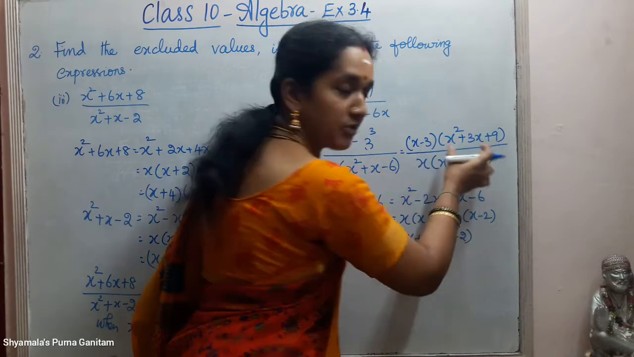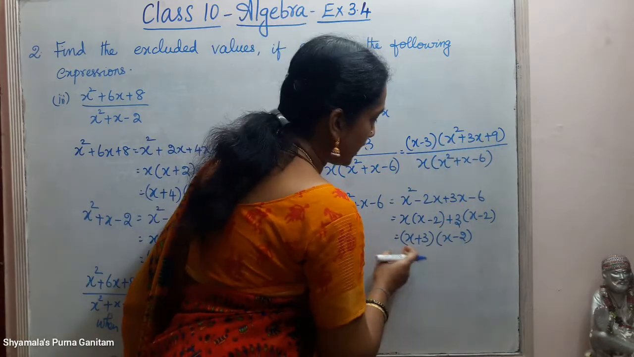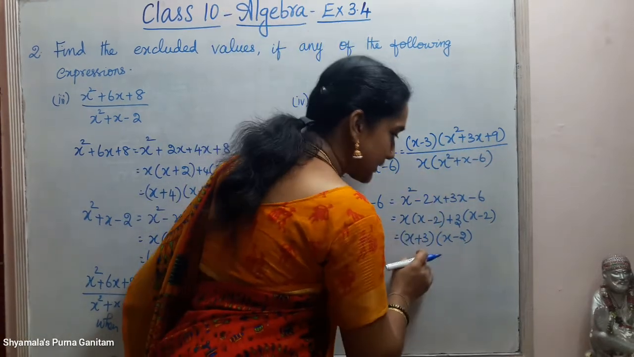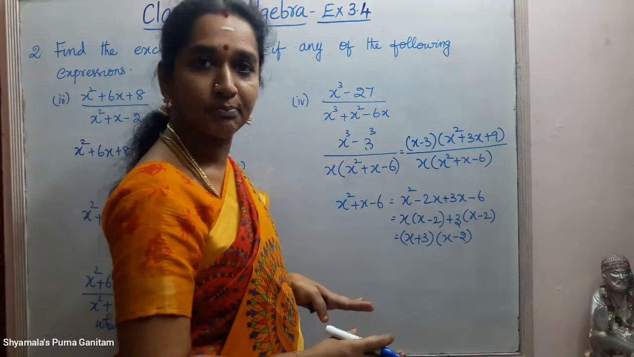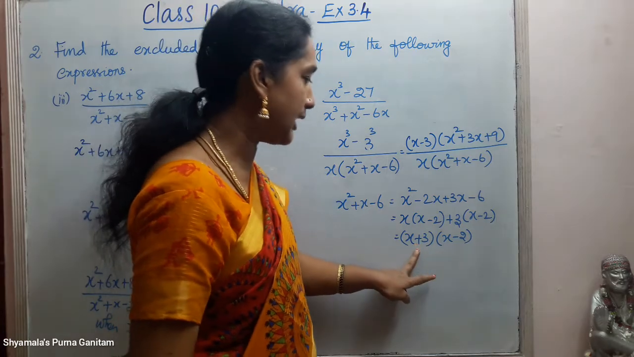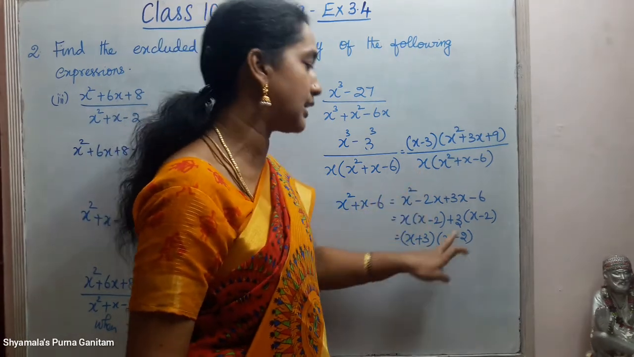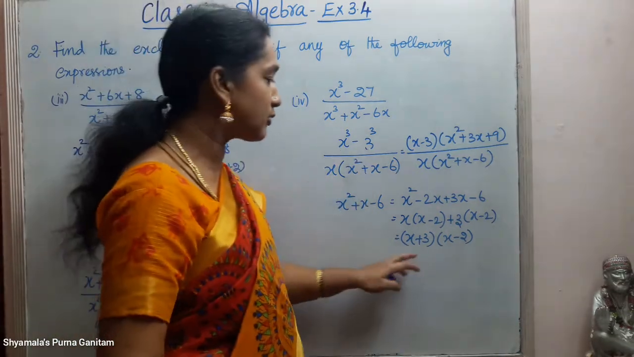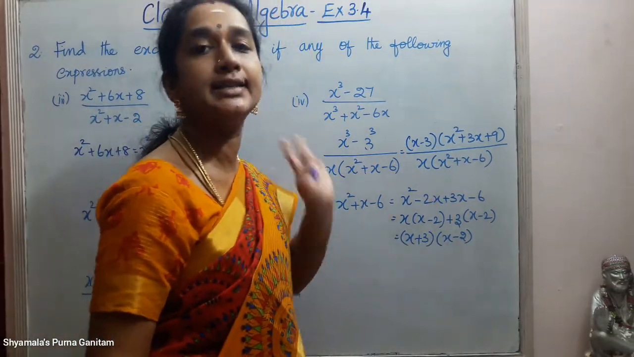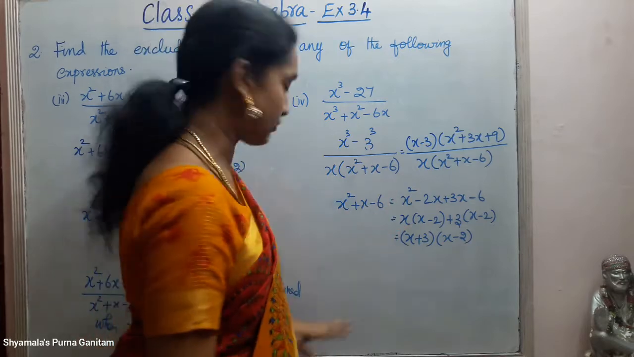So these are the two factors we got for the numerator. The denominator we got x, x plus 3 and x minus 2 only. So there is nothing to simplify. So for the denominator x, x plus 3 and x minus 2, the x values will be minus 3, plus 2 and 0. These are the x values.